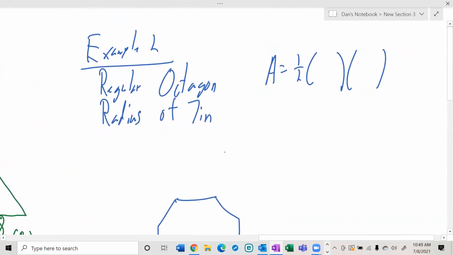With that, can we figure out what the apothem is? Do we know the apothem? No, we don't know it right now. Can we figure out the perimeter? That should either be a yes or no question. Can I do 7 times 8 to get the perimeter? David, you're saying no. Why not?